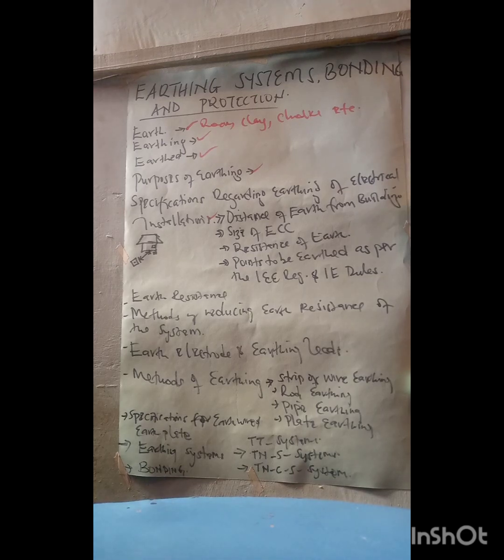So distance of the earth from the building. An earthing electrode shall not be situated within a distance of 1.5 meter from the building whose installation system is being earthed.